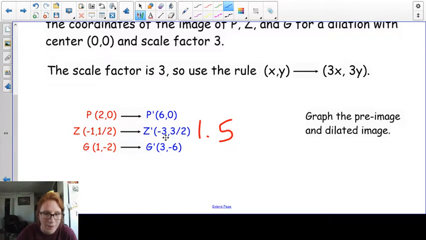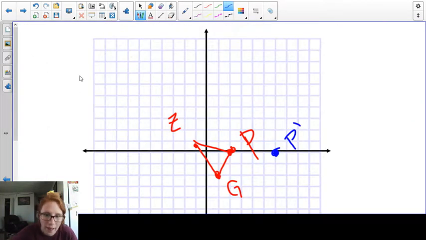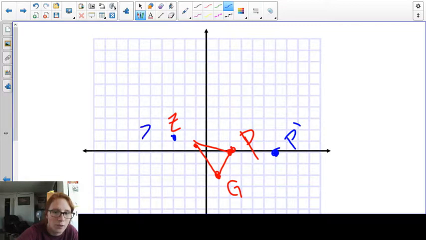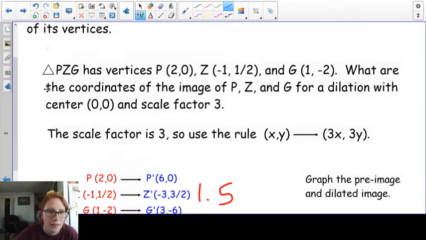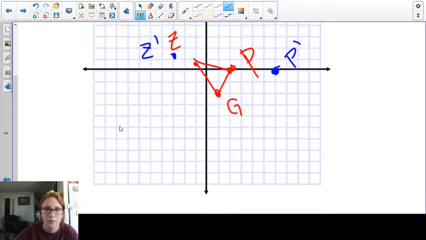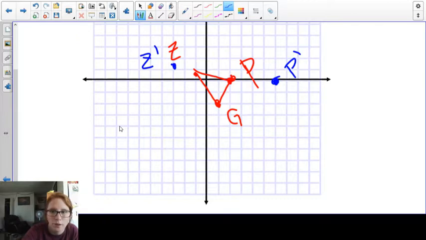Z is at -3, 1.5. So 1, 2, 3, 1.5. Oops, I didn't want that first dot there. So that is Z prime. Then G is at 3, -6. So I do 3, -6, 1, 2, 3, 6.